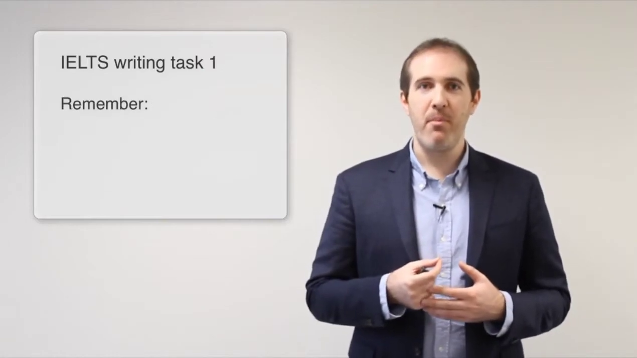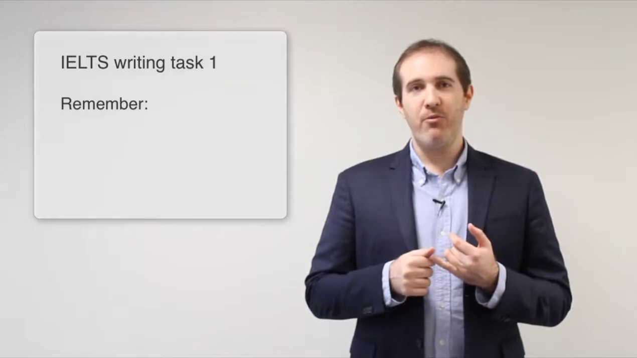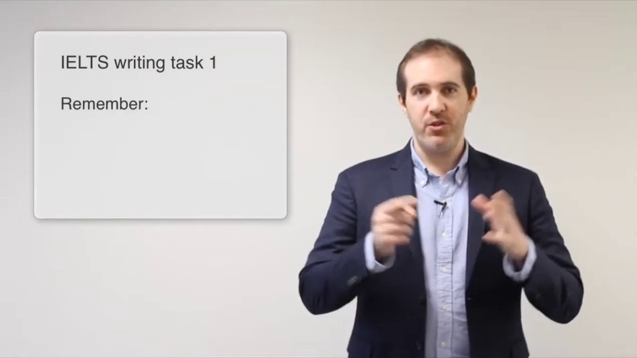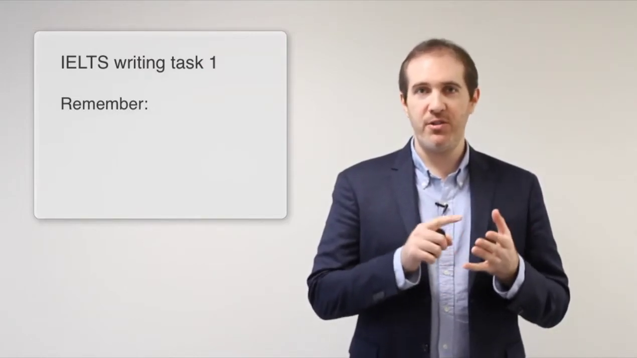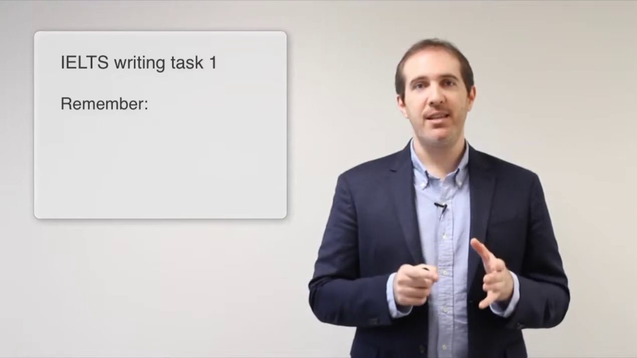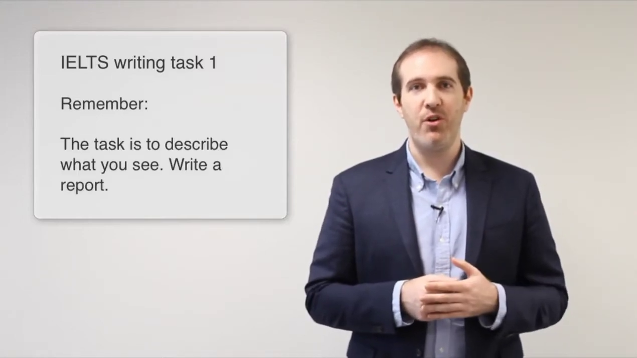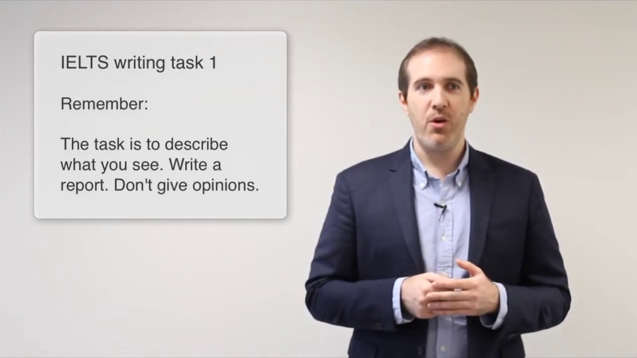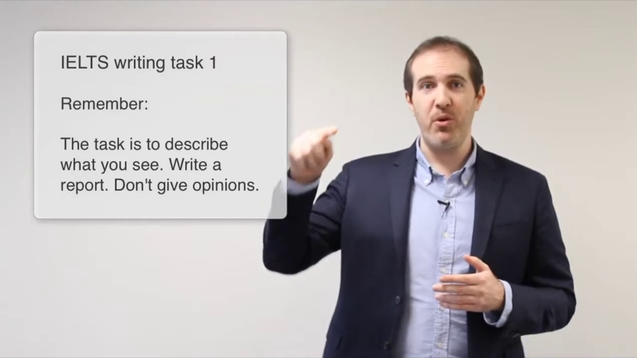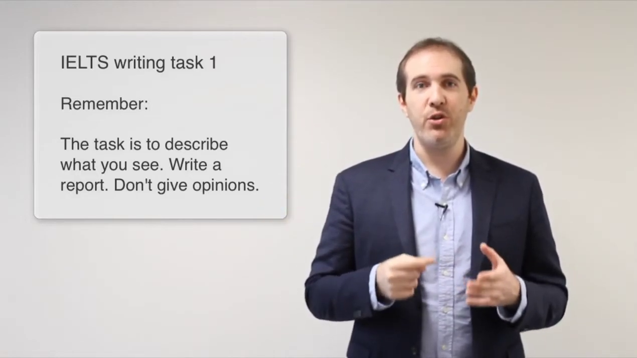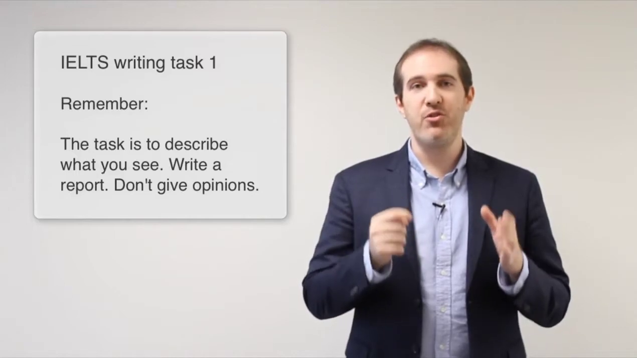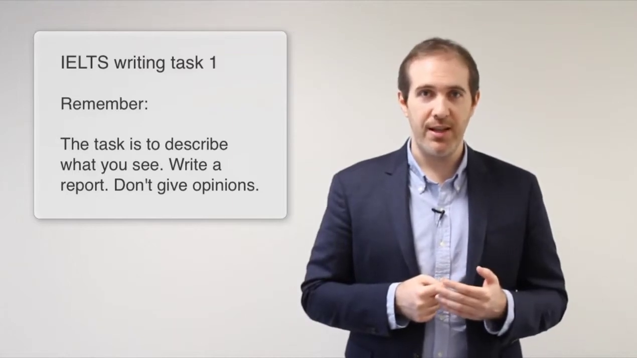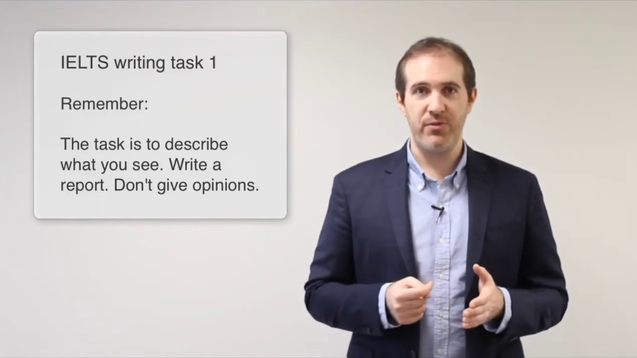A few things to remember before we start. The Writing Task 1, the task is to describe a figure, some kind of graph, chart, diagram that you see. Your task is to describe it and write a report on it. You are not supposed to give your opinions. You don't know why the line on a graph goes up or goes down. You haven't got the research. All you see is the graph and you describe what you see. This we would call a report. It's the description task. So no opinions first of all.